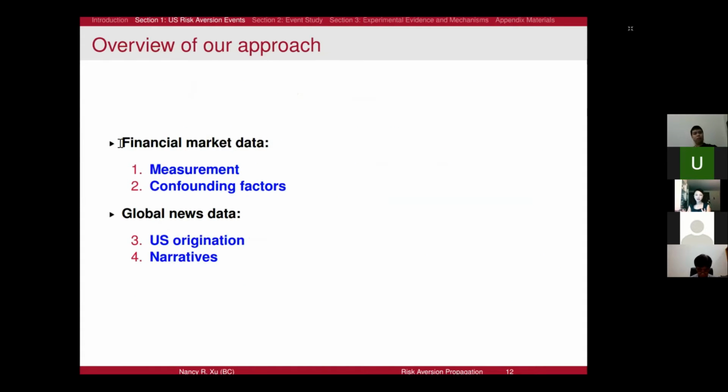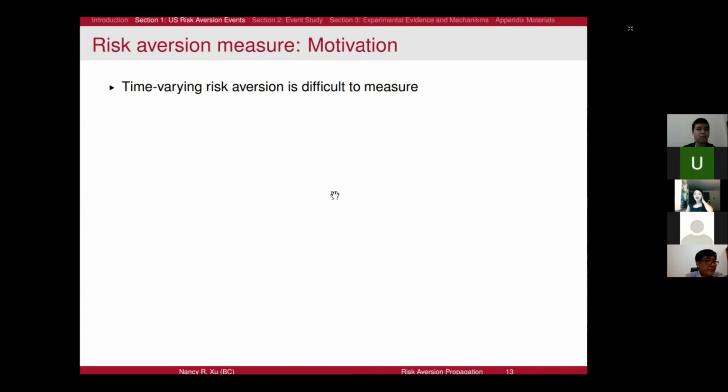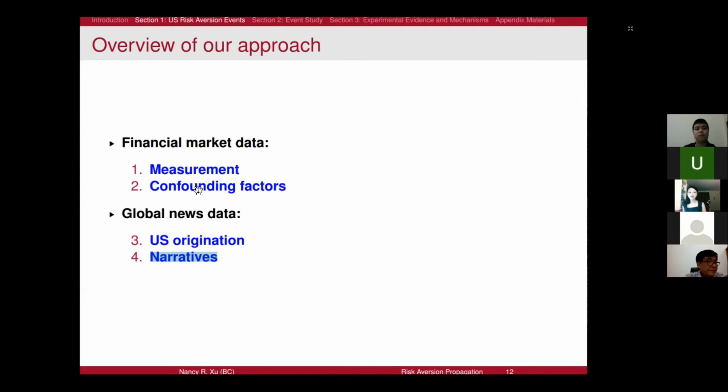And then we designed this methodology, as I've briefly talked about early, and now we're going to go into the details of the study, of the design of the empirical evidence. So we have these 2 data sets which have different features, and that helped me overcome these 4 challenges, right? Just to summarize, the financial market data helps us with the measurement, of course, and helps us identify the confounding factors. And this news data can help us identify the US origination of the shock and provide potential narratives. Okay, so this is a summary. Motivation of the measure. So let's go through them one by one in the next few slides.